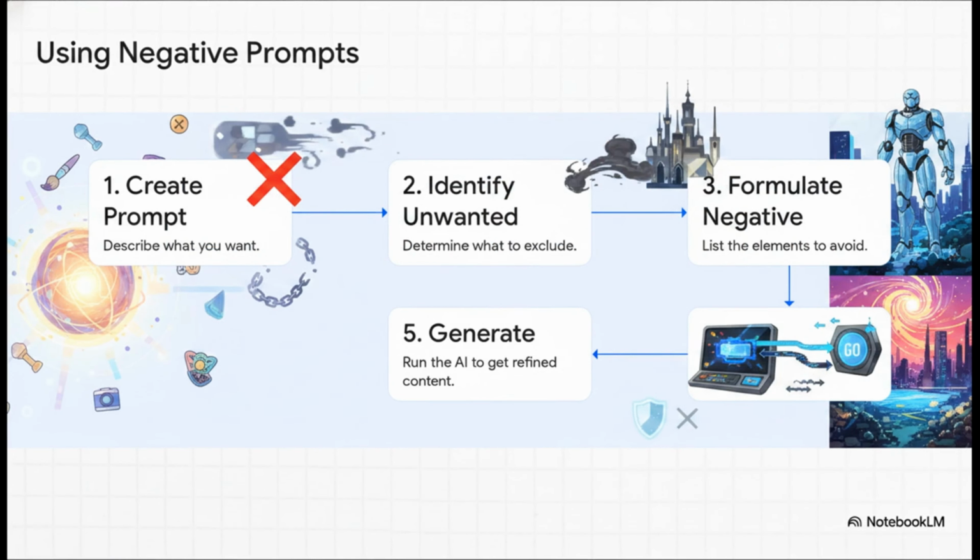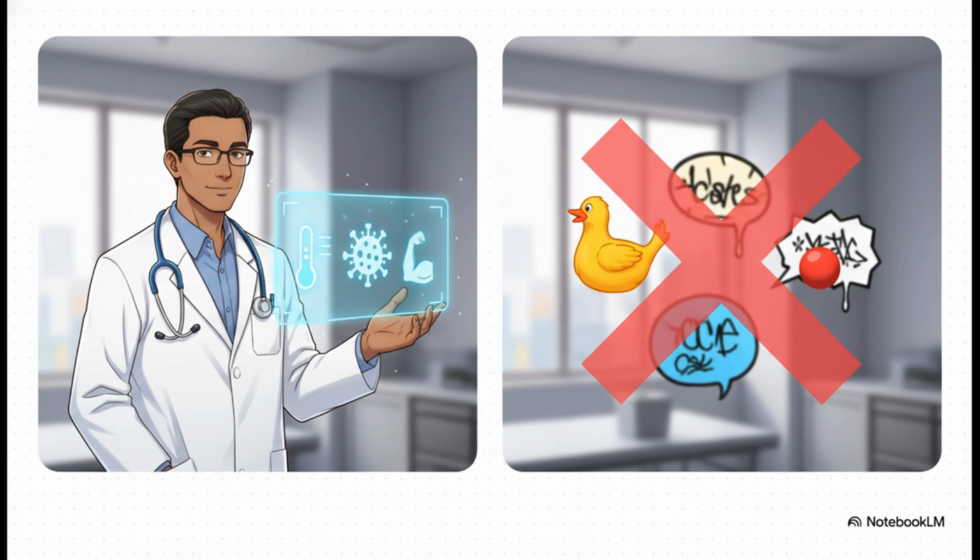And the process for this is actually incredibly simple. First, you create your initial prompt, describing what you do want. Then, you look at the result and identify anything you don't like. Step 3, you create your negative prompt by just listing those things to exclude. Then you just pop both prompts into the tool and hit generate. It's that easy.